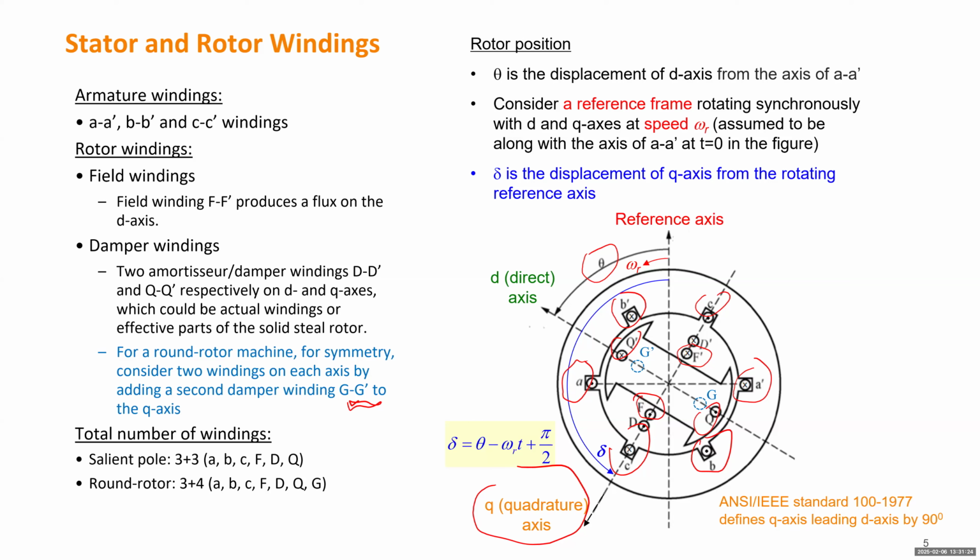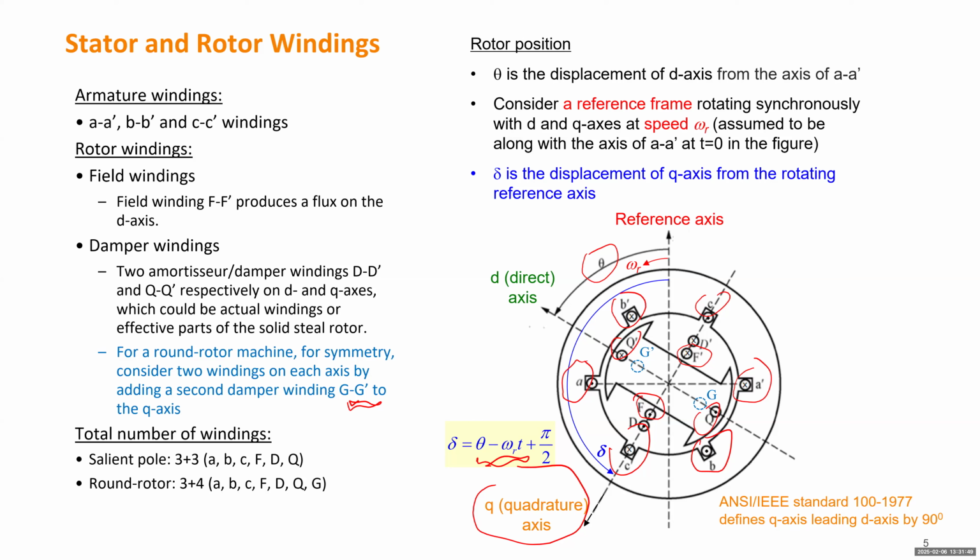Based on the standard, usually we use the Q axis to define the delta. So delta for this case will be theta minus omega RT. This first item, theta minus omega RT, will tell you the direction of the D axis. Then plus 90 degrees will tell you the direction of the Q.